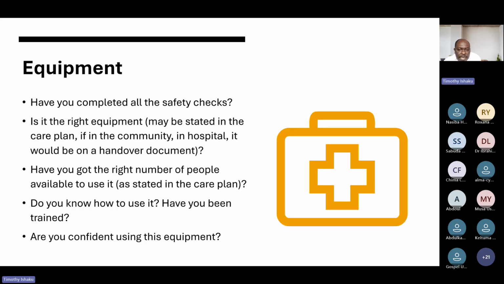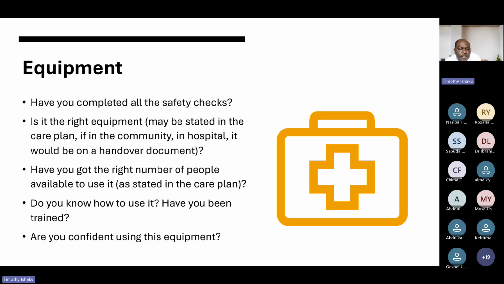And the last on the TILE, or the dynamic risk assessment template, is the equipment. And for the equipment, I would say it's a question of whether it is even available in the first place. If the equipment is available, then brilliant. Then the question is, have all the safety checks been performed?